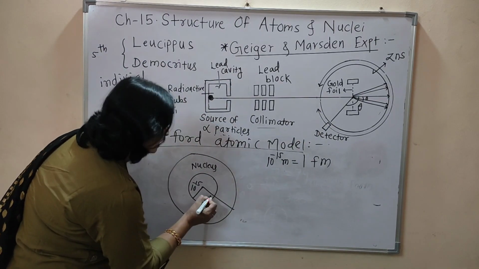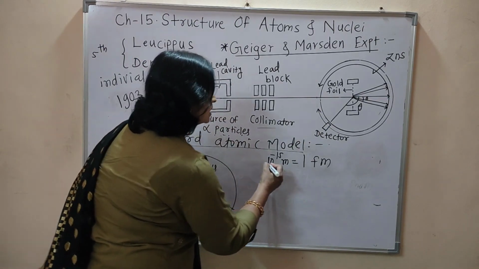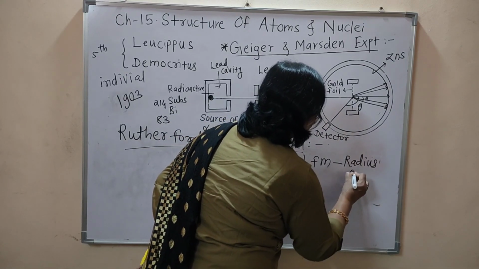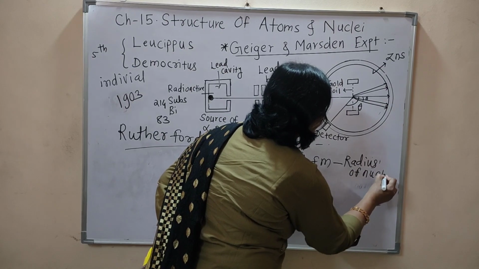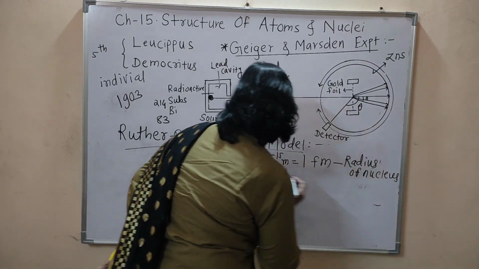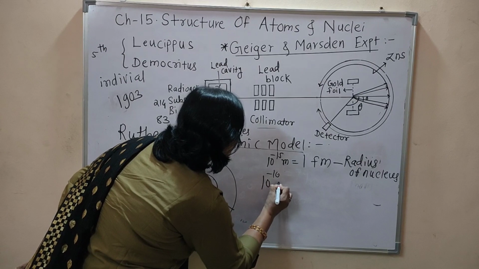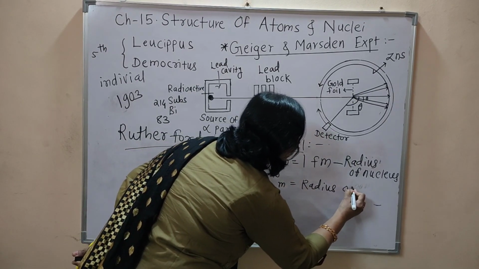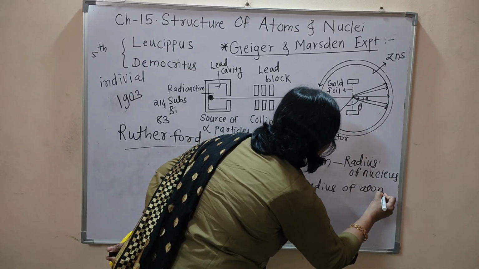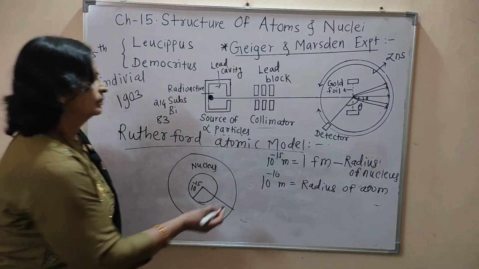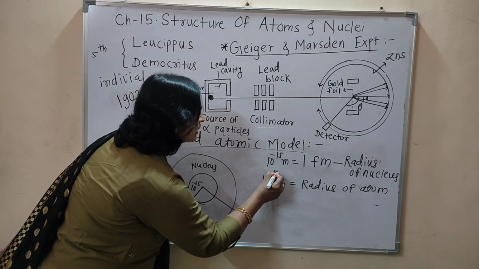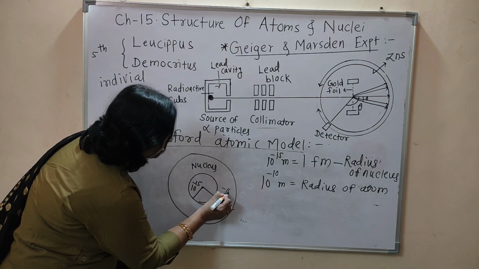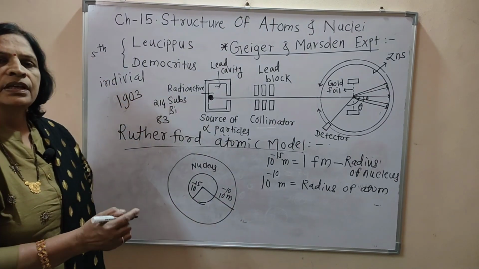This is the radius of the nucleus. And 10 raised to minus 10 meter is the radius of the atom. This is the total radius, 10 raised to minus 10 meter.